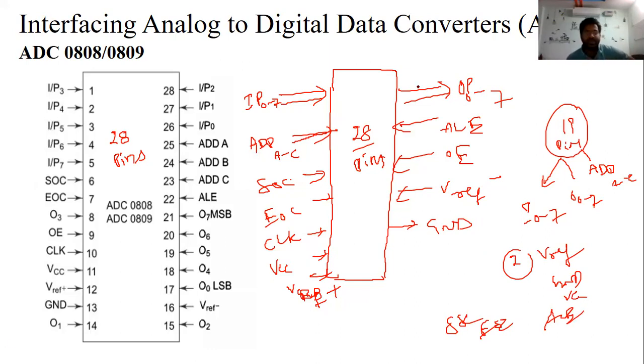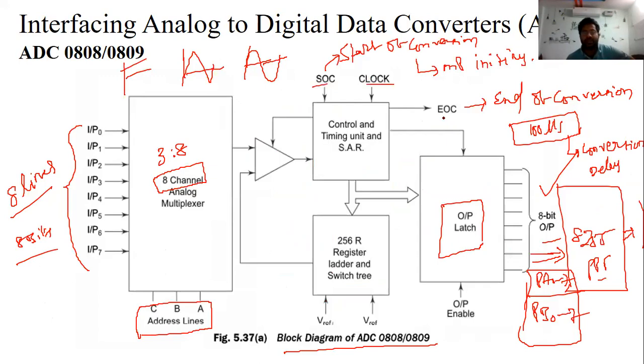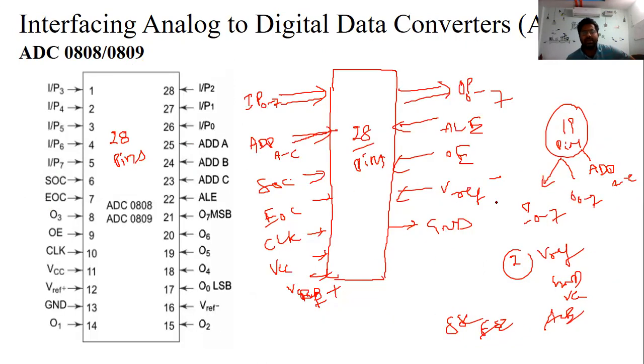Whatever we are using here: clock, SOC, EOC, then input lines, then output lines, V reference plus, V reference minus, and the output enable OE lines. So this is the 8-bit output port. The same lines we have drawn here. So remember this one. I drew it in our notes. This is the simplified diagram of this ADC 0808 or 0809.